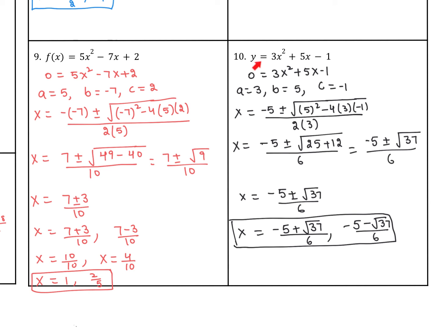Next, you're going to have 3x squared plus 5x minus 1 equals 0. A is 3, B is 5, and C is negative 1. X equals negative 5 plus or minus the square root of B squared. So 5 squared minus 4 times 3 times negative 1. That's going to be 25 plus 12 divided by 2 times 3, that is 6. So that's going to be negative 5 plus or minus square root 37. And you cannot find the square root of 37, so you keep one with the positive, one with the negative sign, and that's your answer.